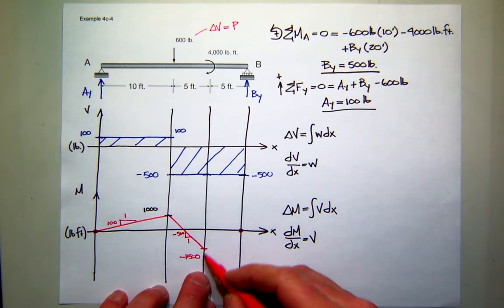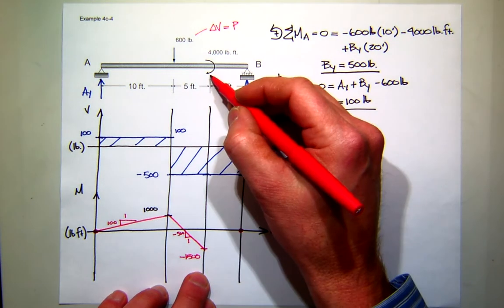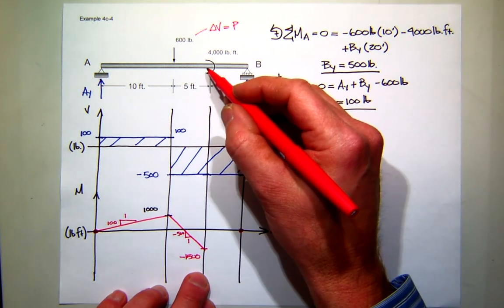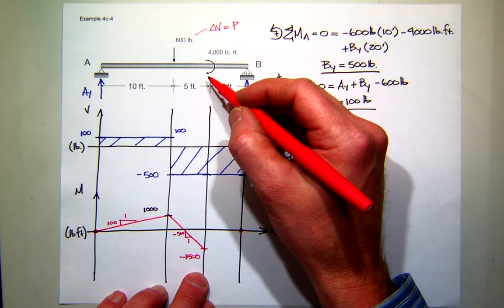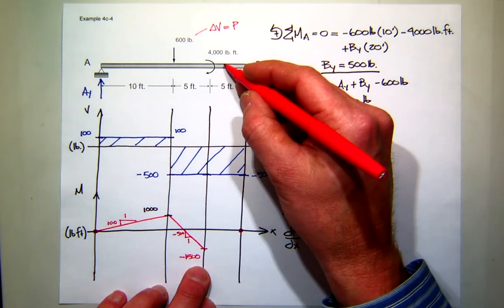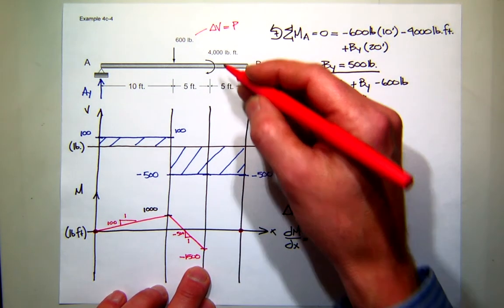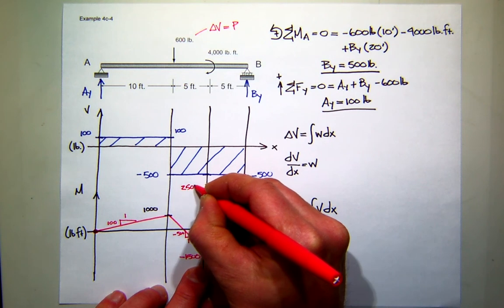Now what happens at this point, 15 feet from the left side? An applied moment. A clockwise moment creates a positive change. So I'm going to take my negative 1,500 and I'm going to add 4,000 to it. That gives me 2,500.